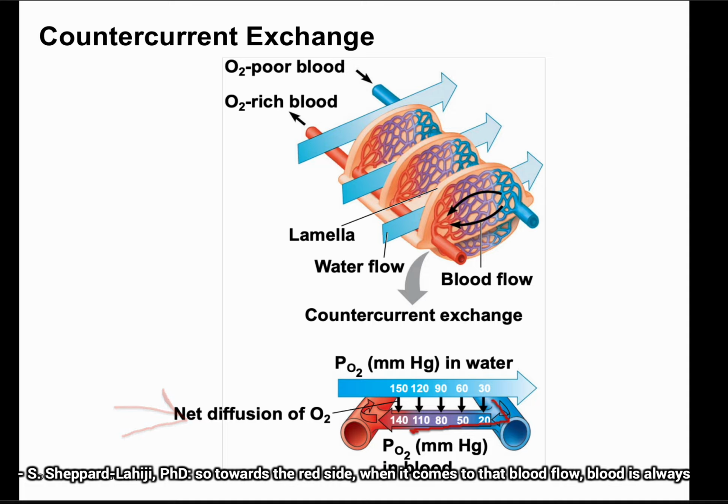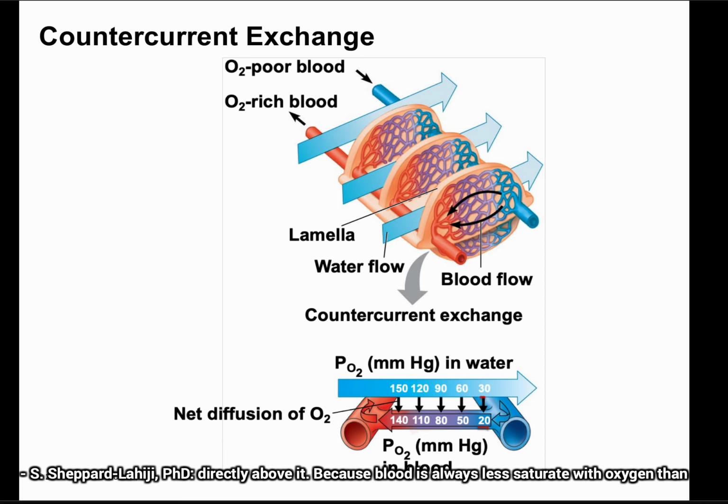When it comes to that blood flow, blood is always less saturated with oxygen than the water it meets. So quantitatively, that means that these values are always going to be lower than the values shown directly above it. Because blood is always less saturated with oxygen than the water that is flowing near it, every single time it comes into close proximity to these values, oxygen is going to diffuse along the lamella.